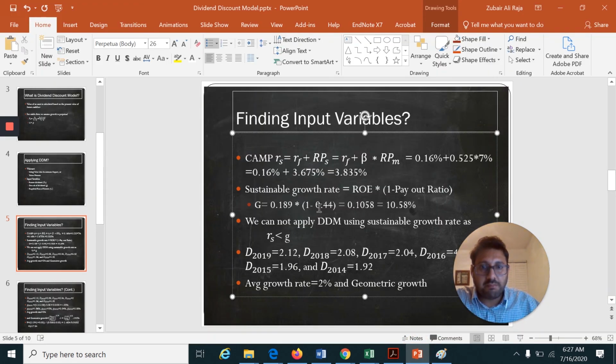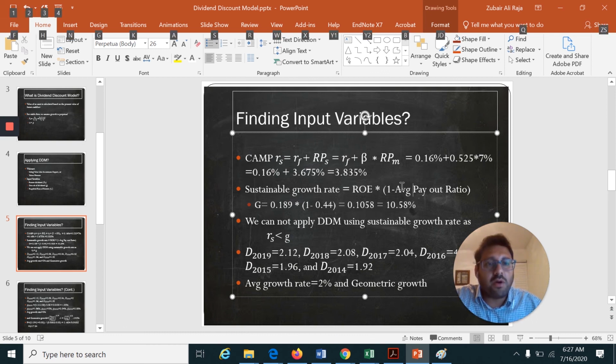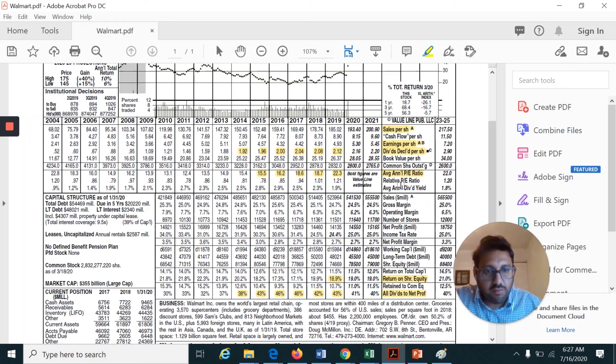Multiply by 1 minus the payout ratio. In order to find the payout ratio, I'm actually using the average payout ratio of the last 5 years, just in order to remain confident that this is the average payout ratio by which the earnings are distributed among the shareholders of Walmart. That payout ratio I can get from Value Line again over here.